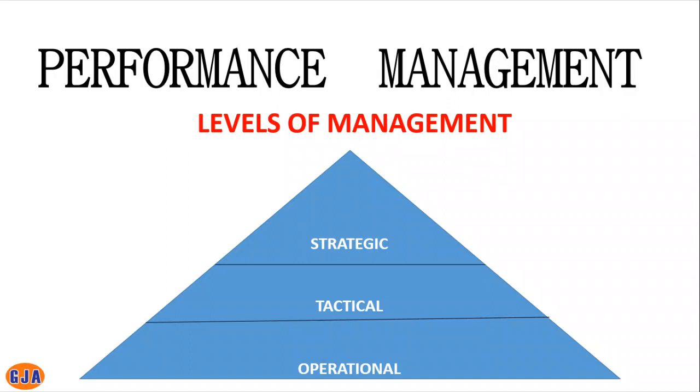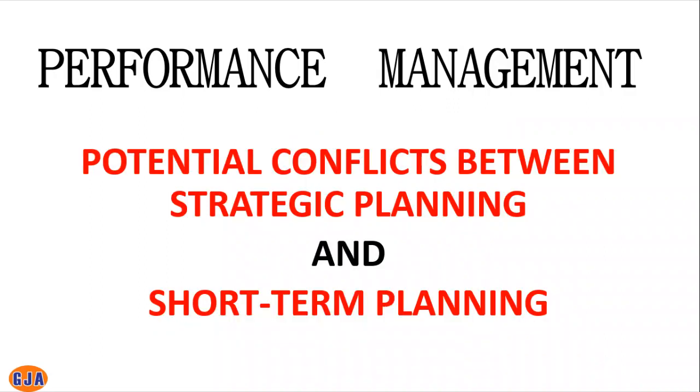Then we'll be talking about the tactical. When we're talking about the tactical, we're talking about the executives. That is the top management of the organization that makes the tactical decisions. Then when we're talking about the operational, we're talking about the functional heads of the organization, like the managers and the like. So basically, these are the levels of management in any organization.